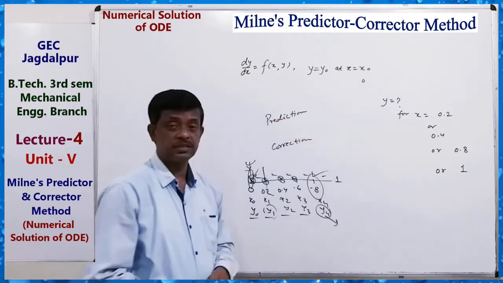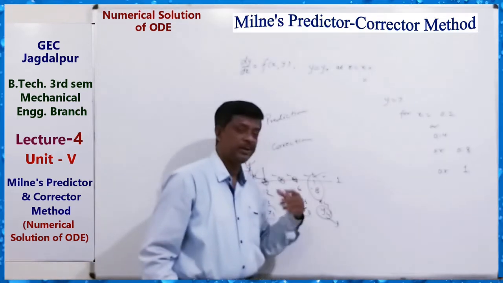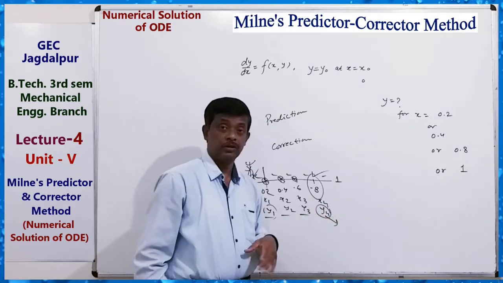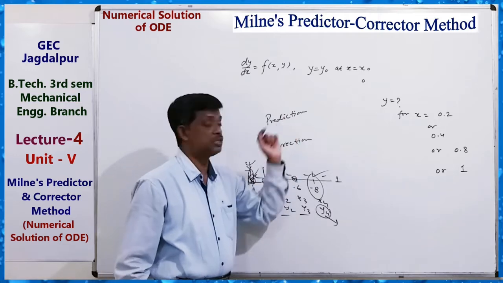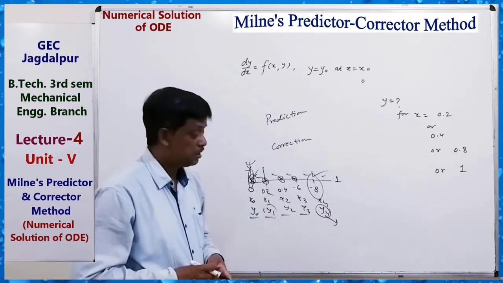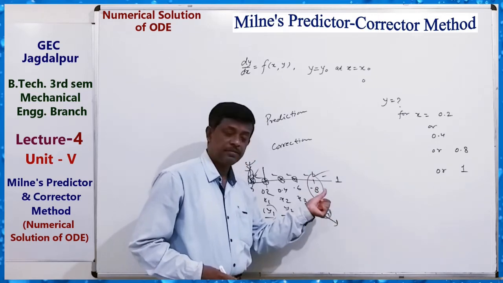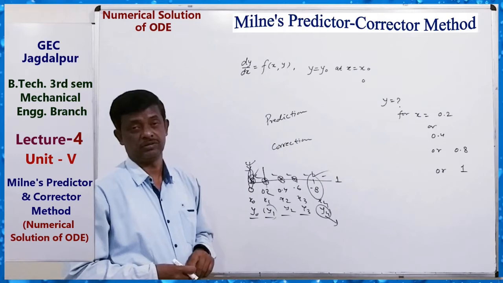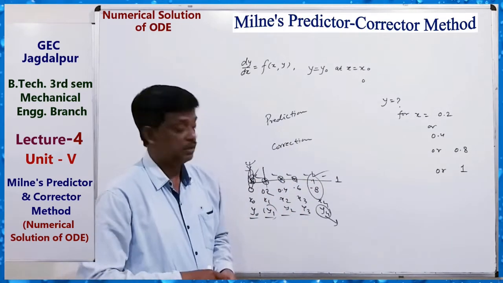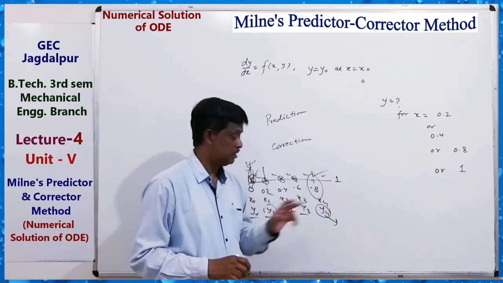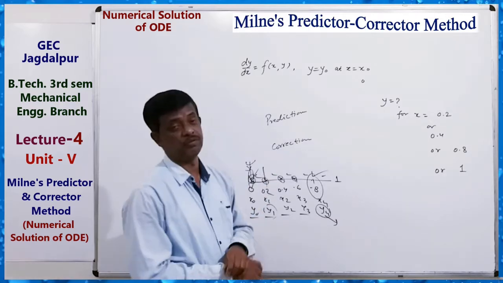Suppose we want to find the value of y at 0.8, that is y4. Then the previous 4 values are required for the prediction formula. Prediction means we predict the value of y here by using these 4 values, and this value will be refined by using the correction formula.